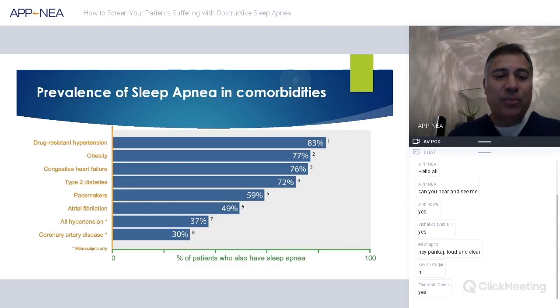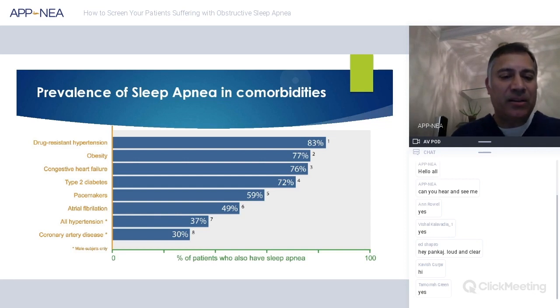This other study shows the prevalence of sleep apnea and comorbidities. In drug-resistant hypertension, 83% of people who suffer from drug-resistant hypertension have sleep apnea. That's a tremendous statistic. Obesity, 77%. As I'm pointing out these comorbidities, just think about your own patient database. Think about the patients that you saw in your practices today, and look at their medical histories.